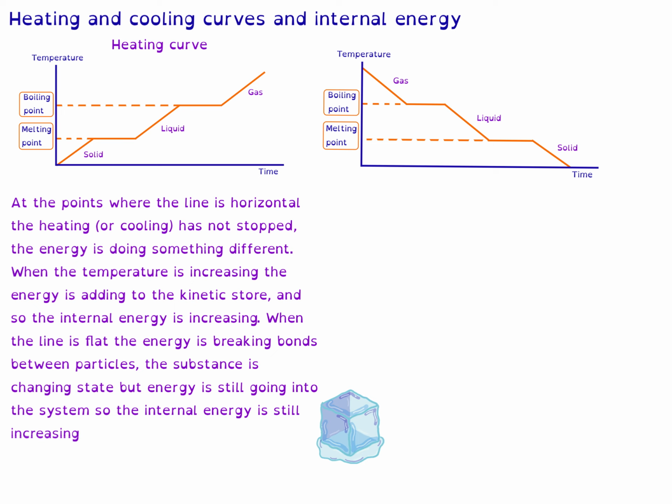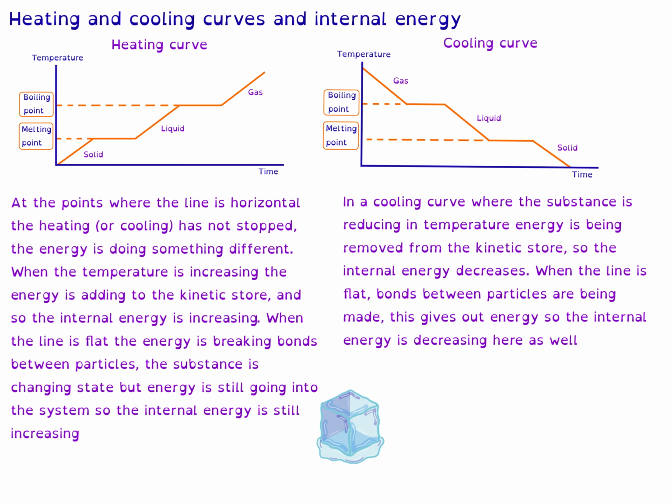When the temperature is increasing, the energy is added to the kinetic store, and so the internal energy is increasing. When the line is flat, the energy is breaking bonds between the particles. The substance is changing state, but the energy is still going into the system, so the internal energy is still increasing. In a cooling curve, where the substance is reducing in temperature, energy is being removed from the kinetic store, so the internal energy decreases.